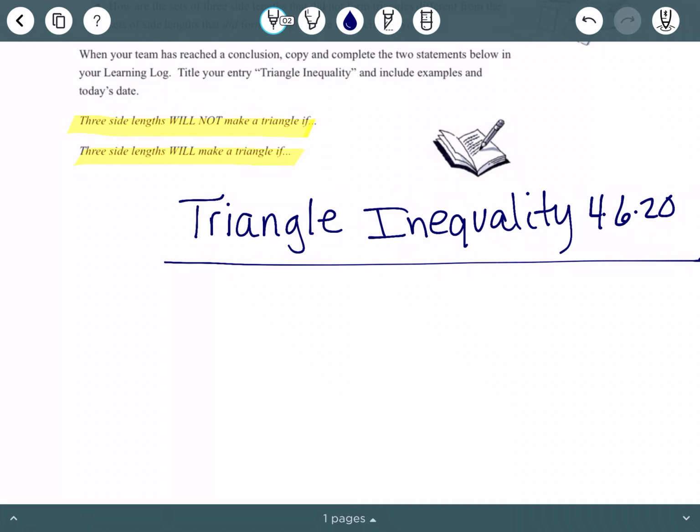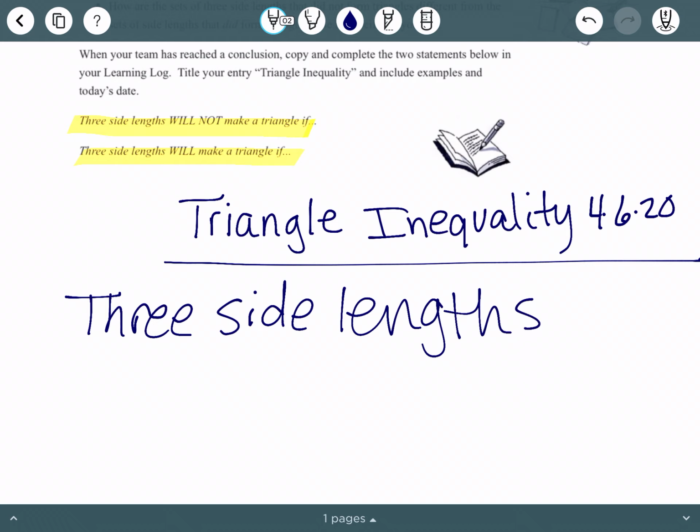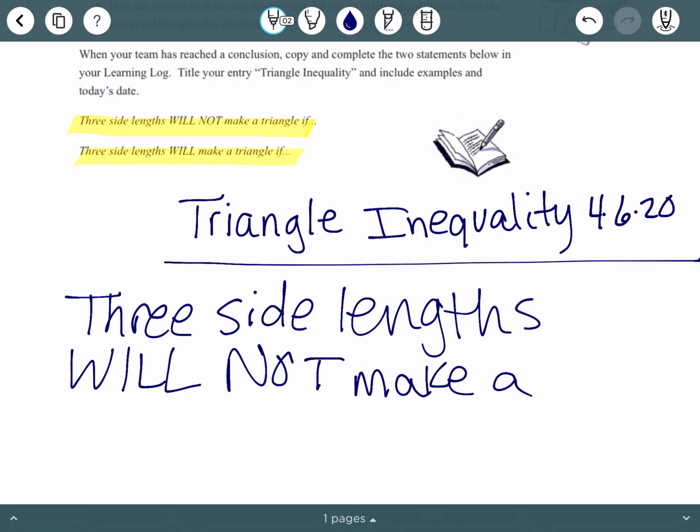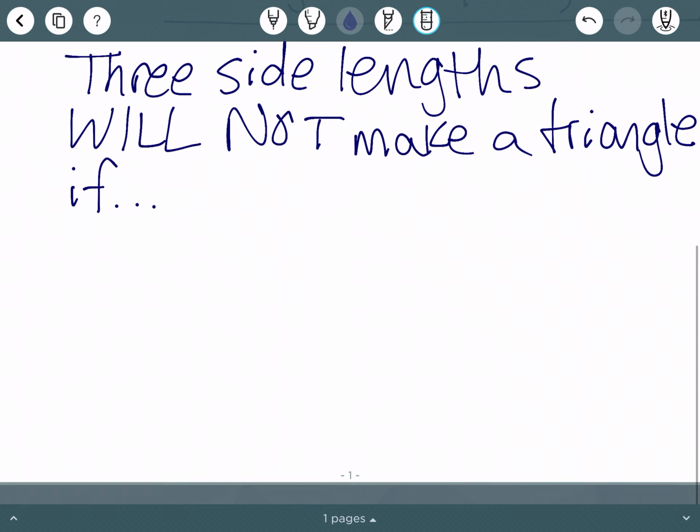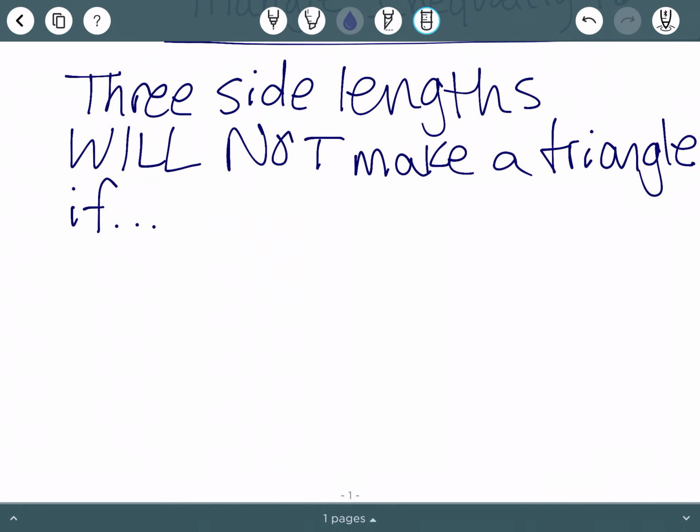And what I'm going to show you right now is when three side lengths will not make a triangle. So three side lengths will not ever make a triangle if, more to come. All right, so three side lengths will not make a triangle under these circumstances, which I'm going to show you.